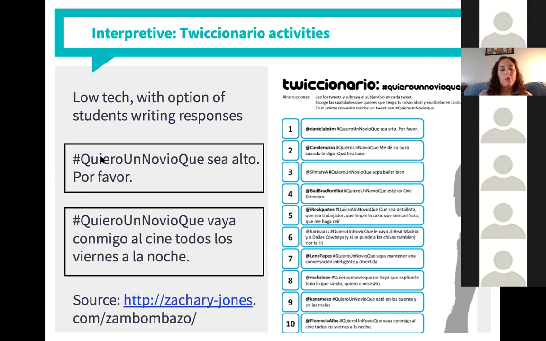And so for language people, this is introducing the subjunctive mood. I want a boyfriend that is tall, please. I want a boyfriend that goes with me to the movies Fridays. And then there's another one that's I want a girlfriend that, as well. And then students can respond and write at the bottom of the page their own tweets about their own ideal person as well.